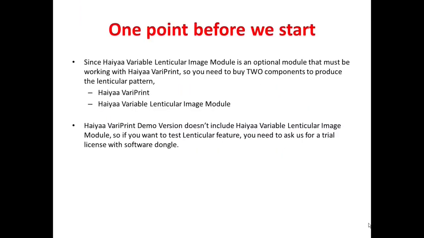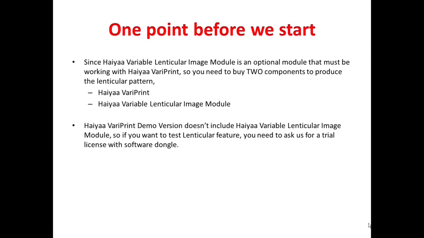Before we start, there is one point I need to mention. The first point is, since the Haiyaa variable lenticular image module is an optional module, it must work with Haiyaa VariPrint, our flagship VDP software. So if you need to use the variable lenticular image module, you need to buy 2 components. One is Haiyaa VariPrint, our VDP software. Another is the Haiyaa variable lenticular image module.